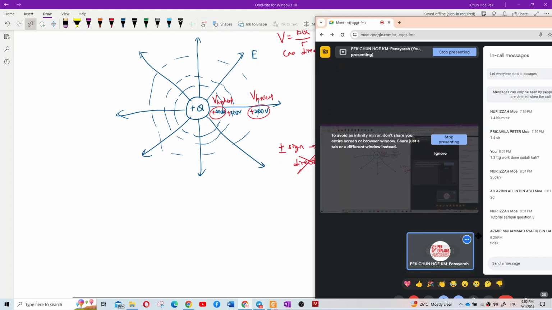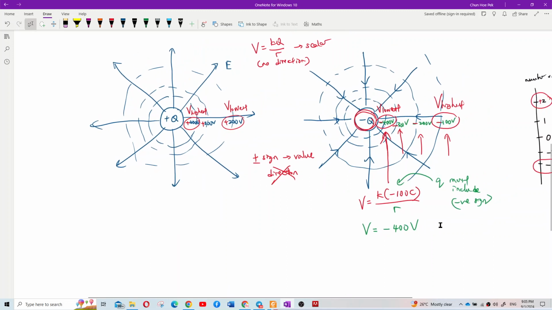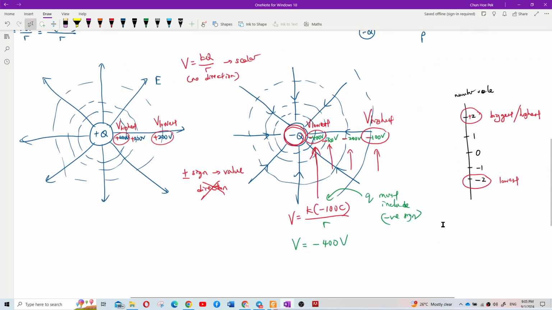Betul tak? Thumbs up sudah ya. Sebab saya tutup, saya tak nampak you punya thumbs up. So, saya kena buka baru nampak. So, sorry lah ya. Kalau you thumbs up, saya tak nampak. Sebab saya hanya tengok satu screen je, satu monitor je. Saya tak nampak you punya Google Meet tu.